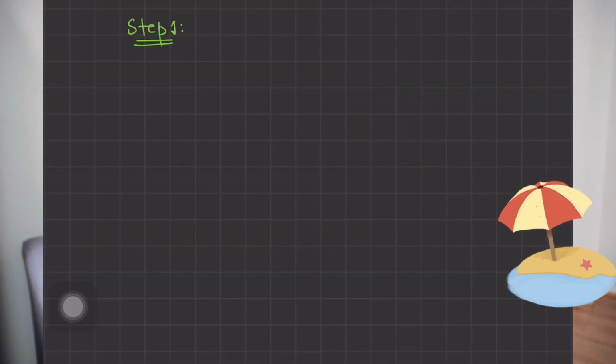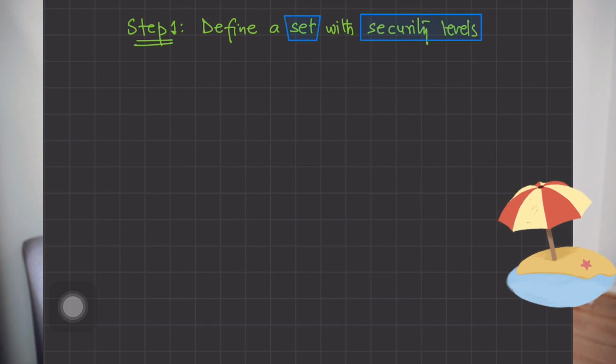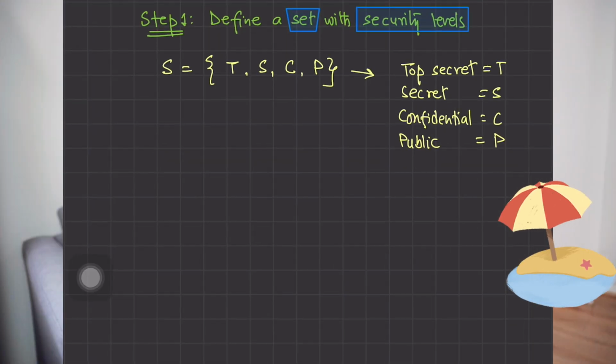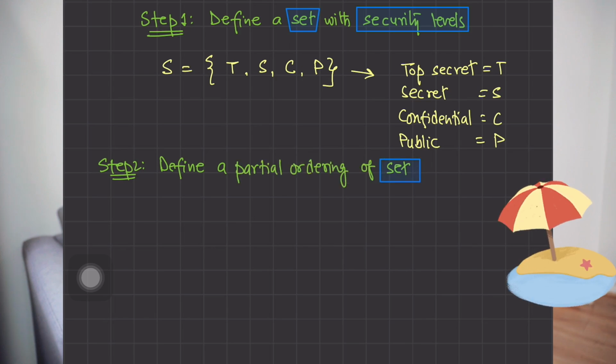Now let me give you a demonstration, a kind of example, so that you can understand this. In step 1, if you see my drawing board, we define a set with security levels. These security levels are, like, S equals {T, S, C, P}, where T is top secret, S is secret, C is confidential, P is public, right? So this is step number 1, we define the security levels. Now in step number 2, we define a partial ordering of the set, right? This means we have to define a relationship among the elements of the set. Partially ordering means we are defining a relationship.